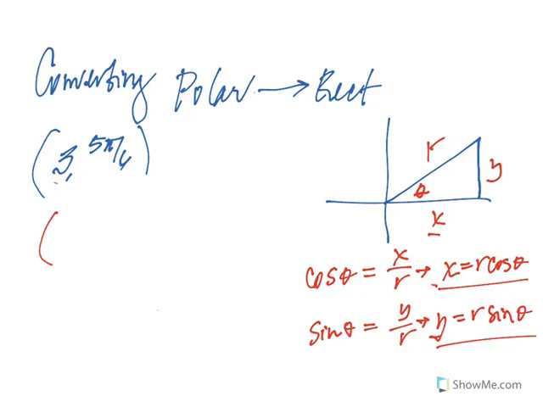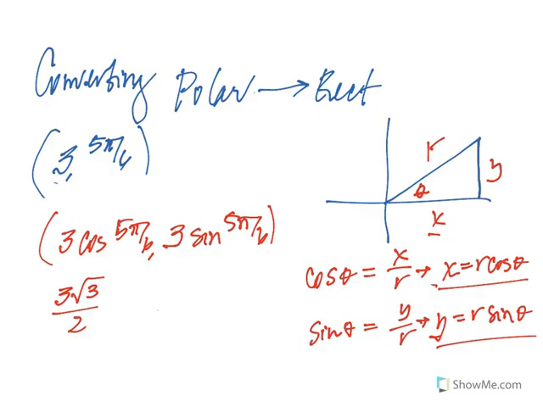And that's really all you need to do, except just calculate it, right? So going to rectangular, my x is going to be equal to 3 times the cosine of 5 pi over 6, and my y will be 3 times the sine of 5 pi over 6. The cosine of 5 pi over 6 is square root of 3 over 2, so this is 3 root 3 over 2. It's also negative since I'm in Q2. And then the sine of 5 pi over 6 is positive 1/2, so this is going to be 3/2.